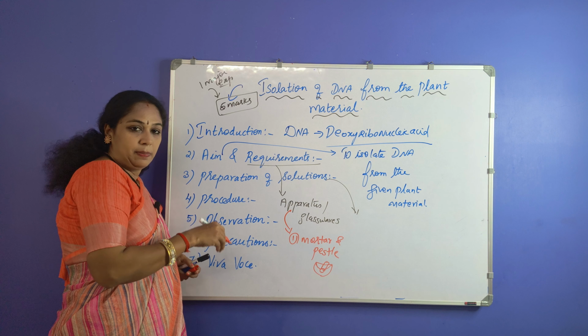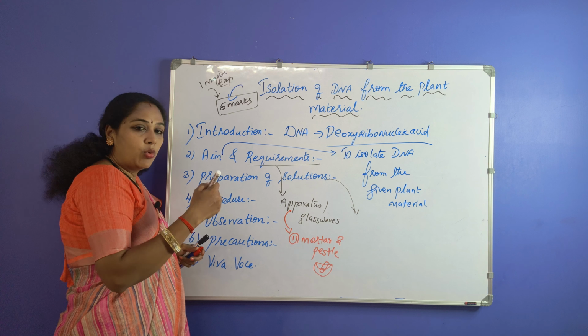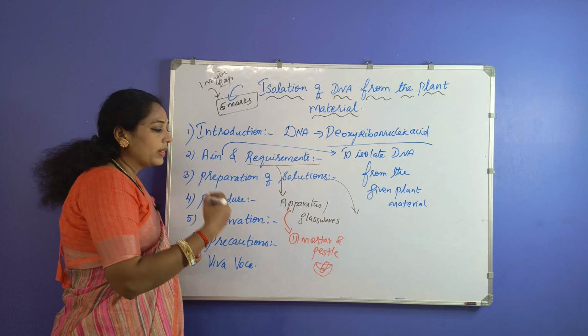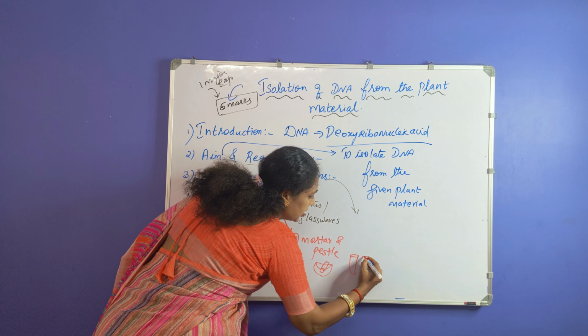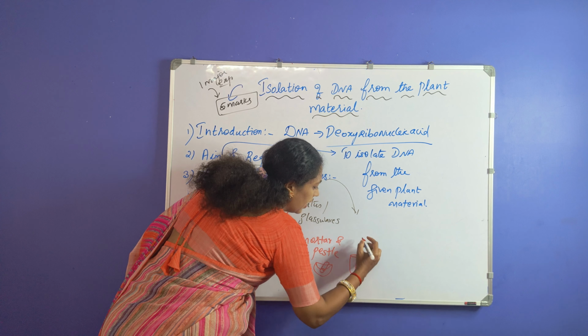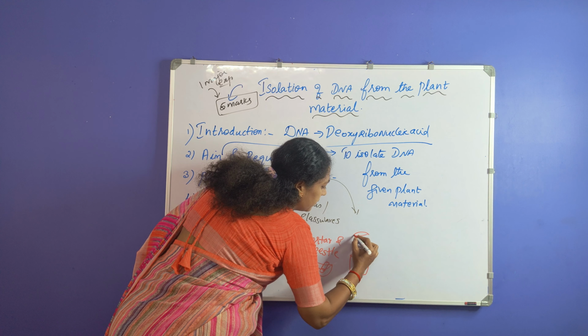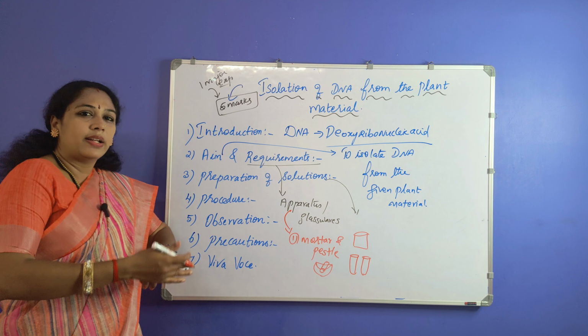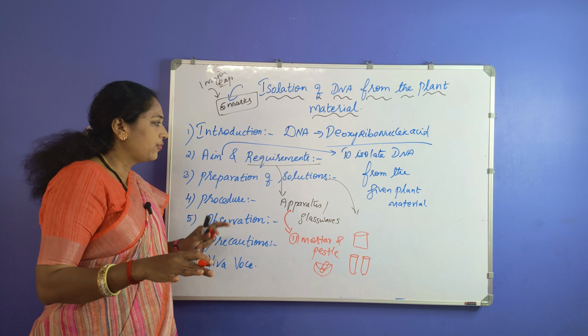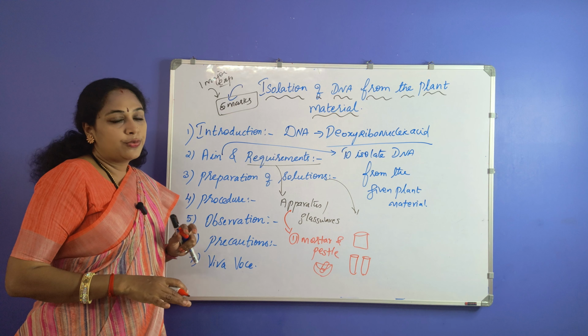Whatever the plant material is, you grind it in this mortar and pestle, and along with that you require other things, like test tubes, and then beakers, test tube stand, and all the other things you require for this isolation of DNA.